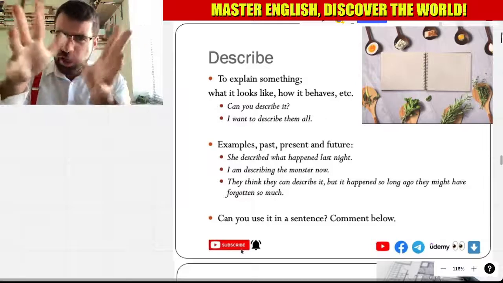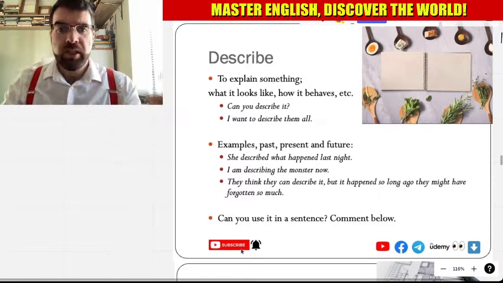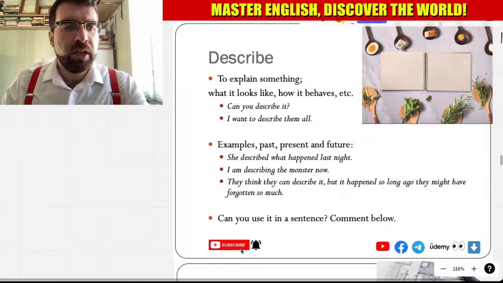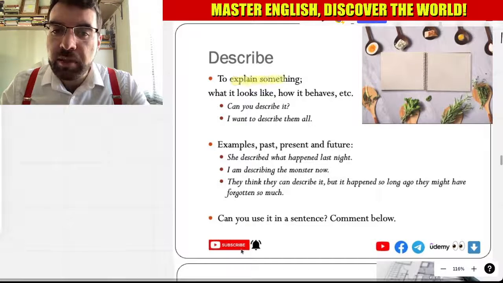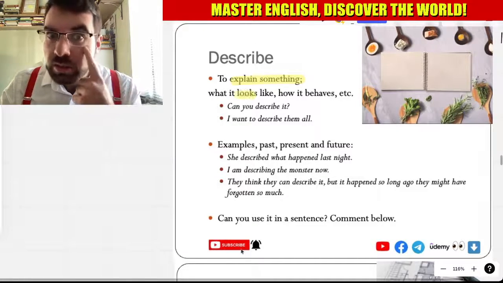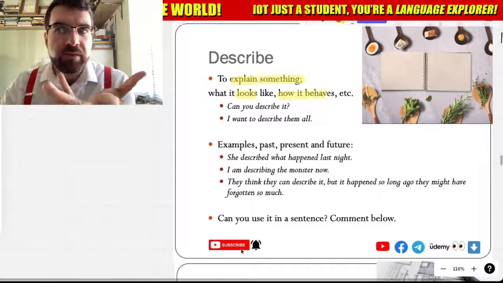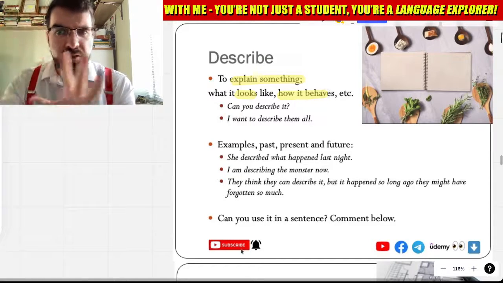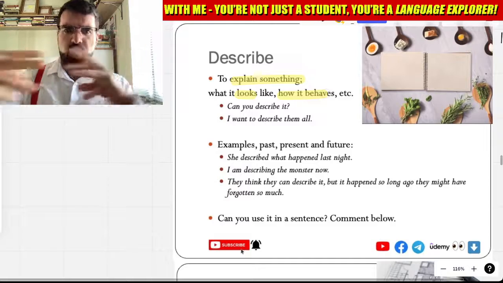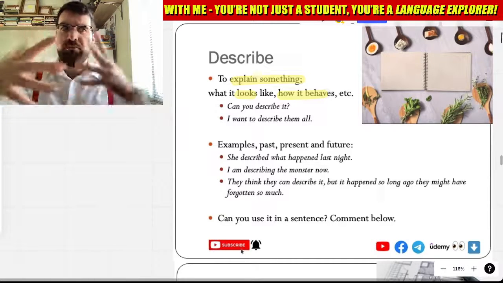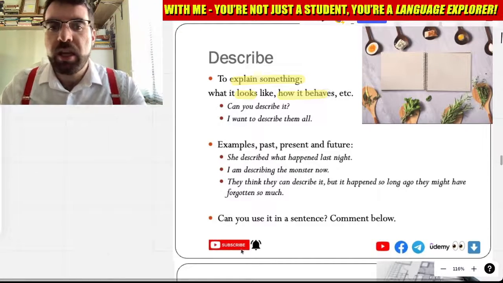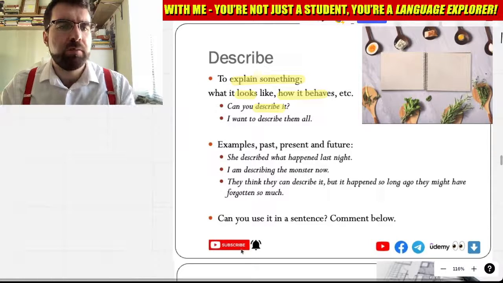So, describe. Describe. To explain something. What it looks like, how it behaves, etc. What colour is it? What shape? A long, tall thing. Can you describe it?